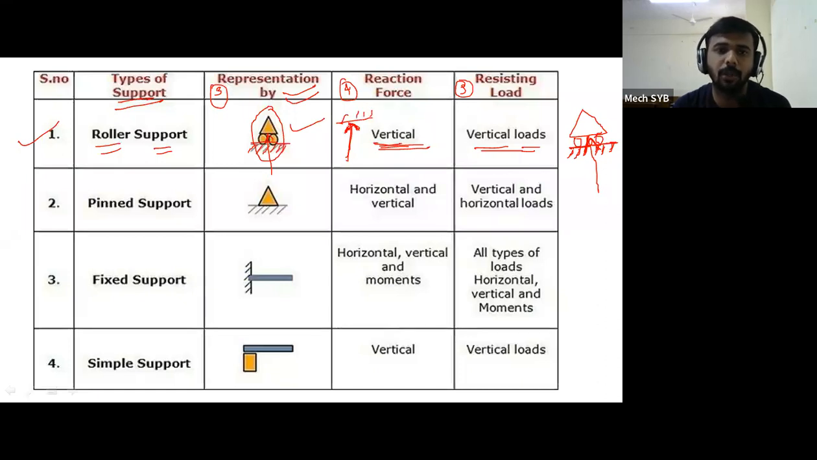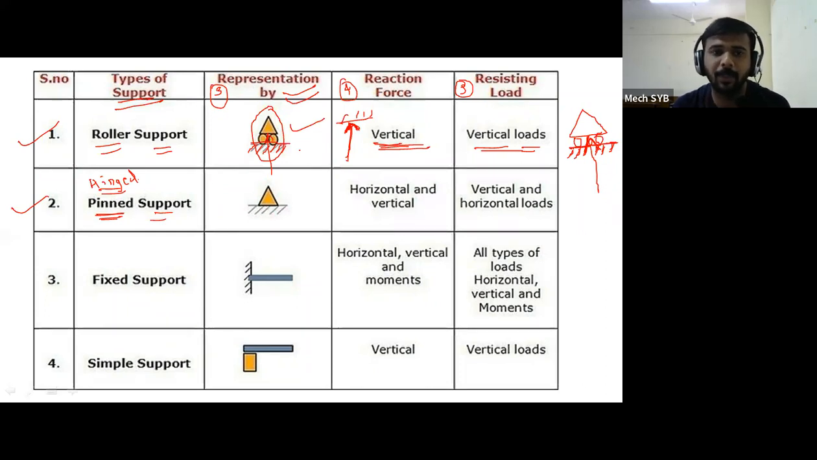So this is the roller support. Then the second support is called a pinned support, or it is also called a hinged support. Please keep in mind, a hinged support is also called a pinned support. And what is the symbol? If you see, one triangle is there, and below that triangle the fixed condition is there, or those hatching lines are there.